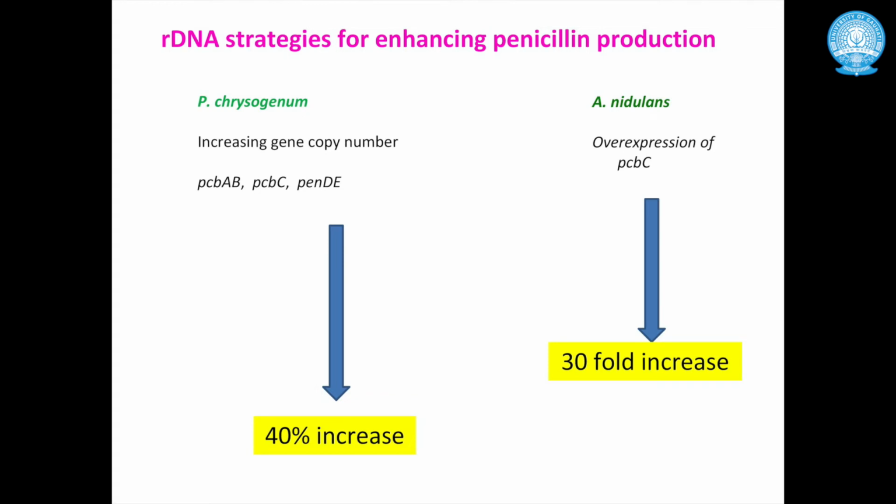The other possible strategy is recombinant DNA technology, and what we can do is increase the gene copy number in the organism or strain which is to be used for penicillin production. Here in Penicillium chrysogenum, people have tried to increase the gene copy number of the biosynthetic genes PCBAB, PCBC, PENDE. You can go to the previous slide to see which proteins these genes encode. But by increasing the copy number of these genes, what people could achieve was just a 40% increase in the penicillin production.